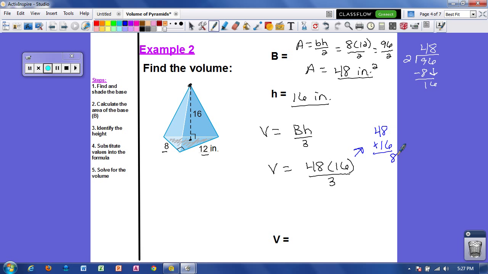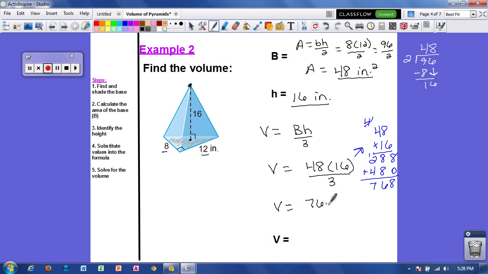Alright, and 8 times 6 is 48. Carry my 4. 4 times 6 is 24, plus 4 is 28. 8 times 1 is 8. 4 times 1 is 4. And I'm going to add all that together. I get 768.